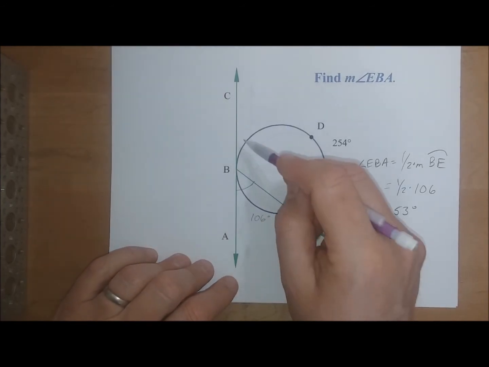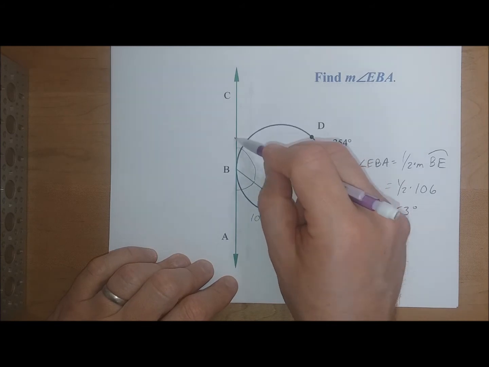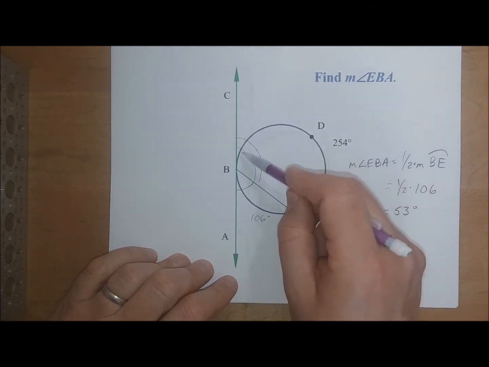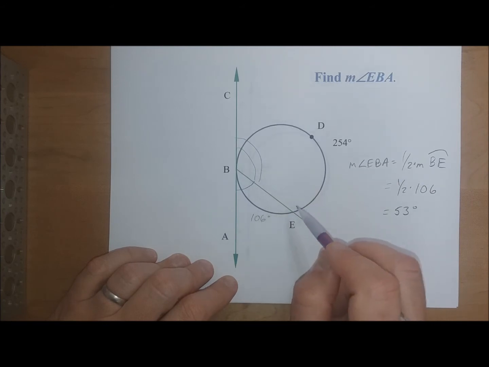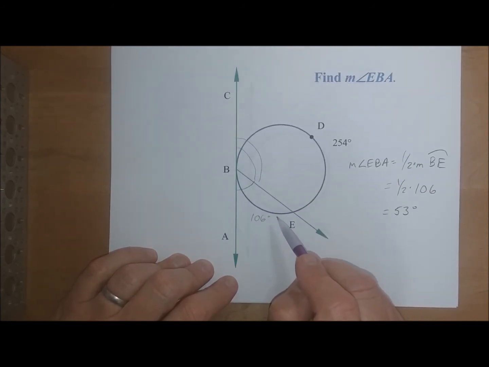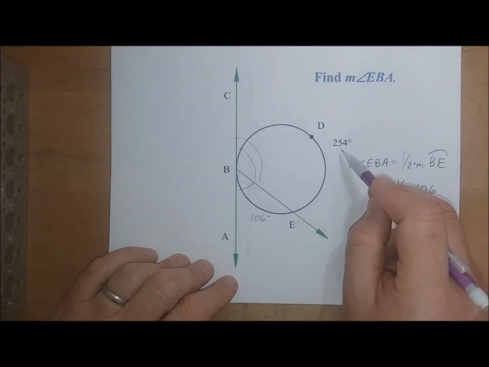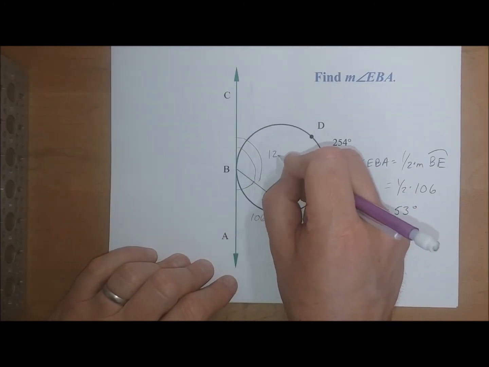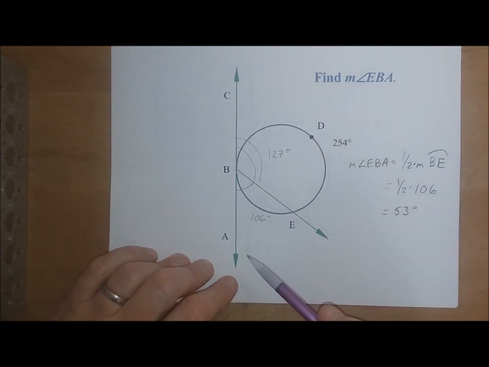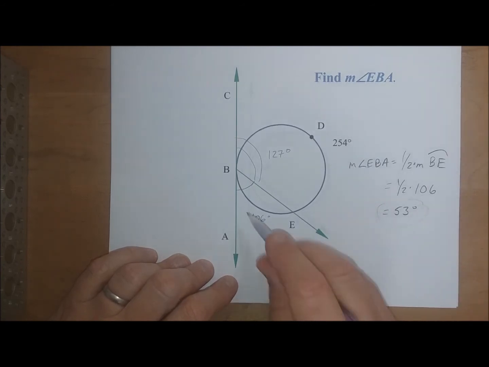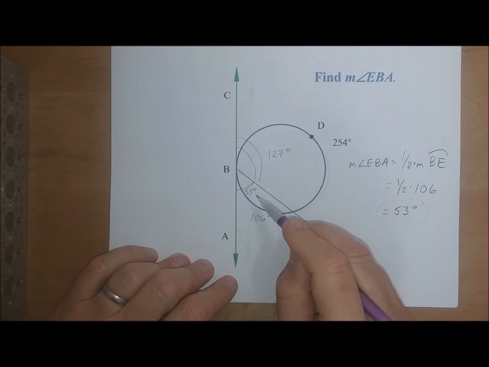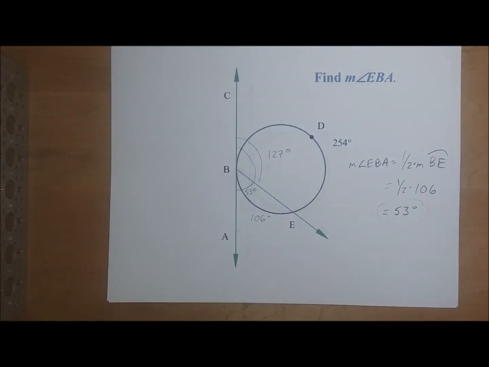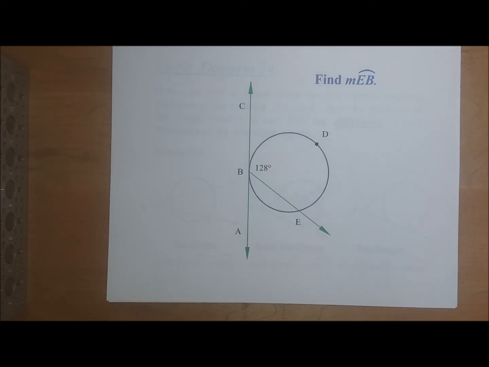Notice you could have also said, all right, I'm going to find this angle over here. This angle is going to be half the measure of the arc it intercepts. So this angle over here is going to be half of 254, which gives us 127 degrees, which is good because that's supplementary to this angle right here. Between the two of them, this angle in here is 53 degrees. 53 and 127 add up to 180. Good.